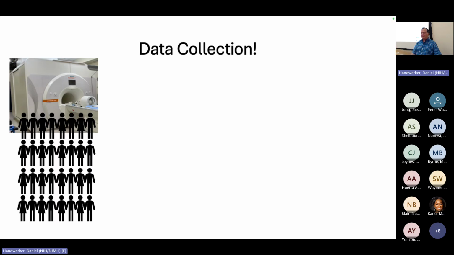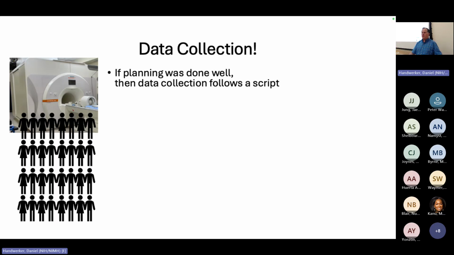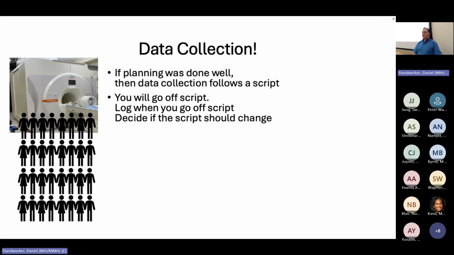Now we're finally at data collection. If you did everything right so far, you're following a script. You know what you're collecting, and you think data collection will be smooth. Then of course you will go off script. So like I showed you in that last lecture, the important thing is that when you go off script, log when you go off that script. How you go off script also tells you what you have to document, and then you can decide if the script will change.